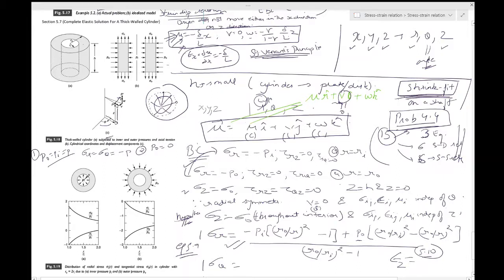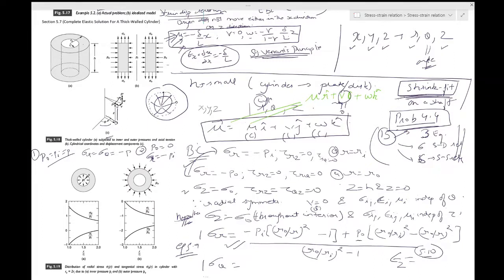So the Pi will result in a compressive stress, and then sigma R will be equal to minus Pi at the inner wall to sigma R equal to 0 at the outer wall. In your textbook it should be sigma R equal to minus Pi at the inner wall to sigma R equal to 0 at the outer wall, because it has to satisfy the boundary condition.